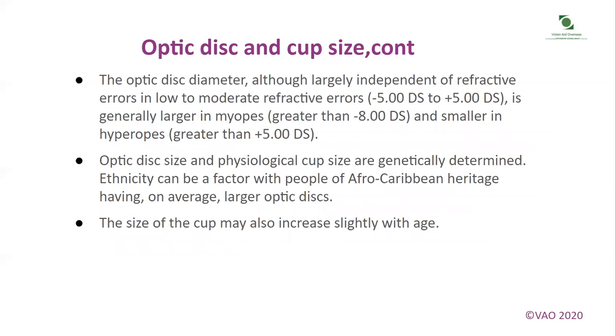The optic disc diameter, although largely independent of refractive errors in low to moderate refractive errors, say -5 up to +5, is generally larger in myopes, those greater than -8, and smaller in hyperopes, greater than +5. Optic disc size and physiological cup size are genetically determined. Ethnicity can be a factor, with people of Afro-Caribbean heritage having on average larger optic discs. The size of the cup may also increase slightly with age.